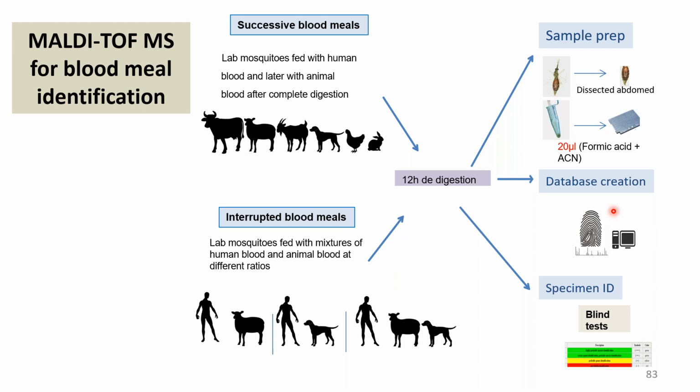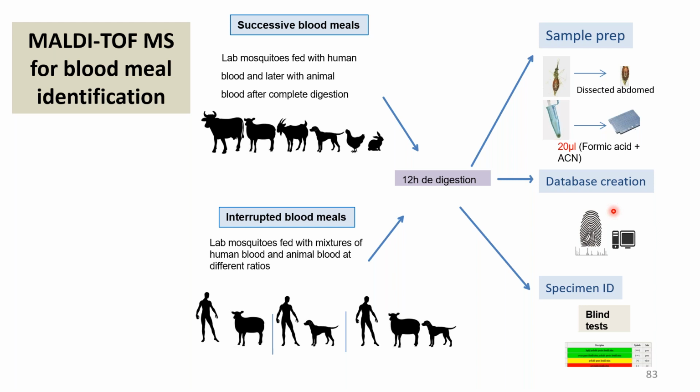Because of course, if you have a dog-human spectrum and in your database you only have dog and human separately, the MALDI-TOF won't be able to tell you, oh yeah, this is a mix of both. You'll have to pick one of those two. So you can put a ratio 50-50, it is fine.